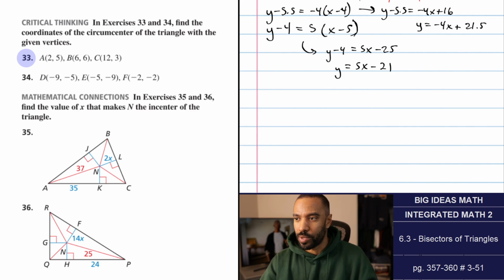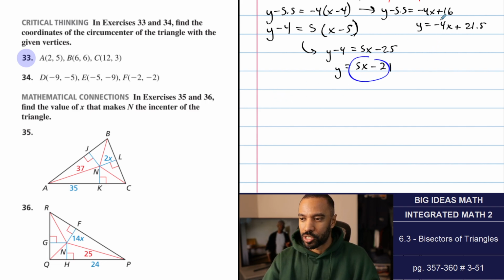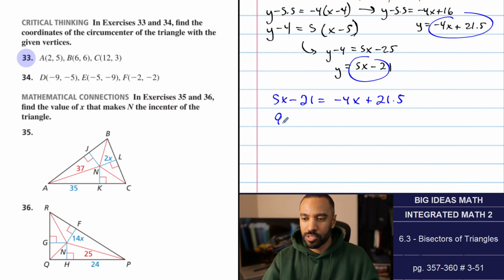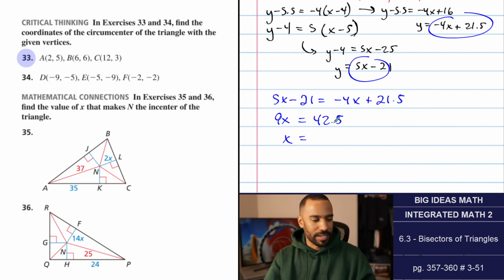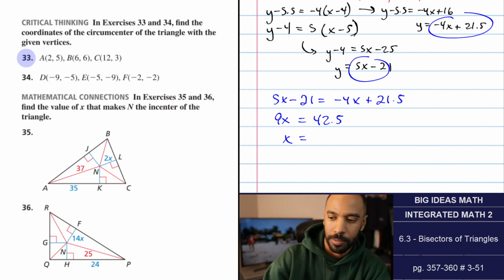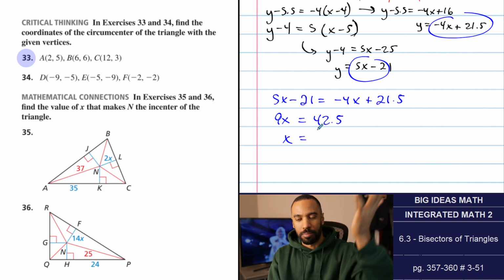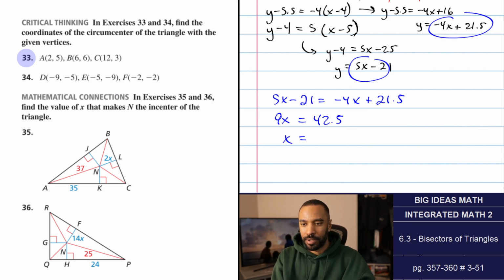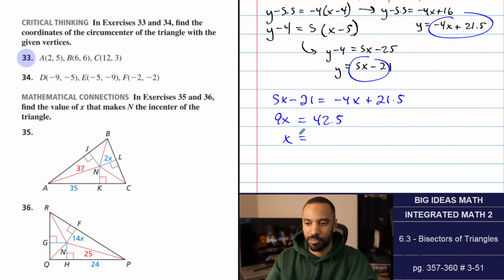We're going to set these two equal to each other. So, like these expressions here. So I'll have 5x minus 21 equals negative 4x plus 21.5. If I add 4x to both sides and if I add 21 to both sides, I get that. And I divide by 9. I had a calculator. I mean, 4.72 repeating. I don't know what I want to do with that information. Obviously, that would be a rounded thing if I do that. I'm just going to say 4.72. I don't know what they want me to do with that.